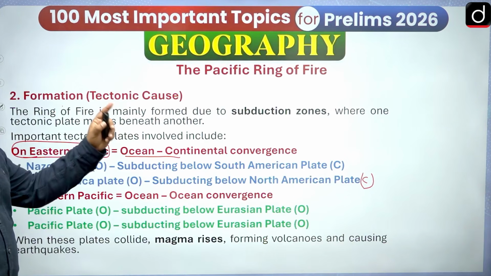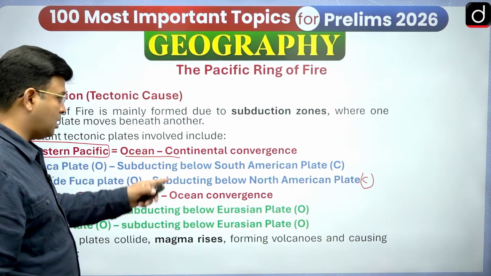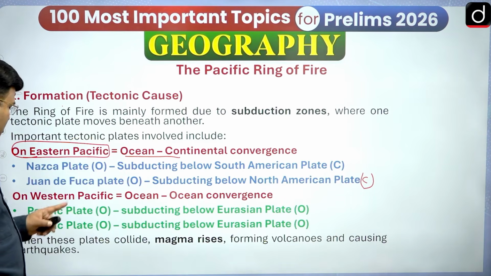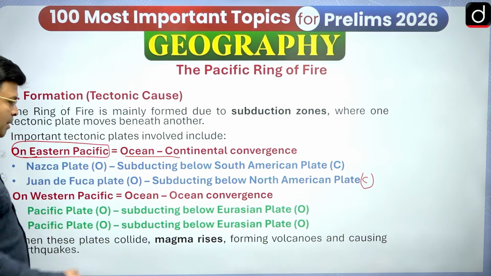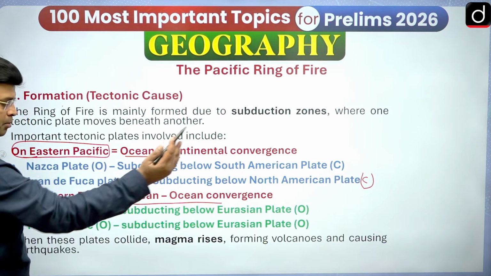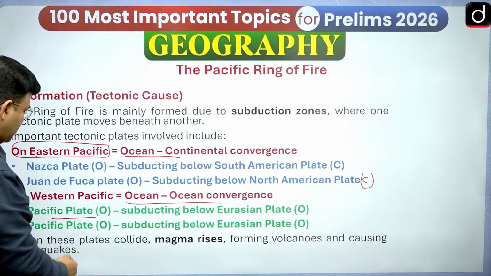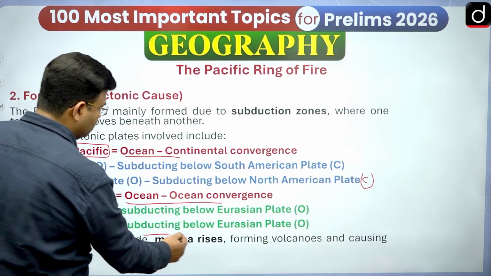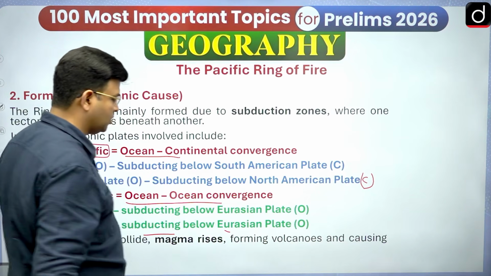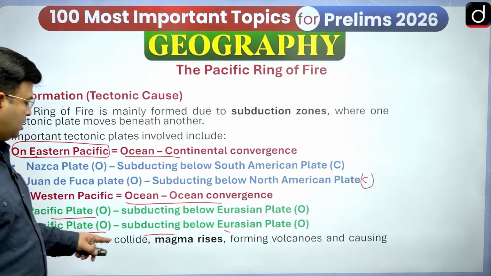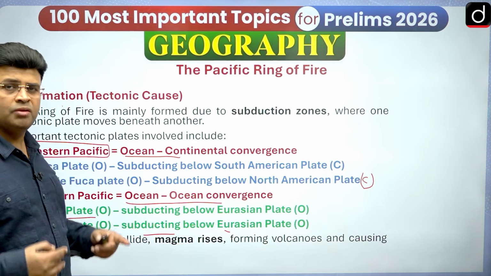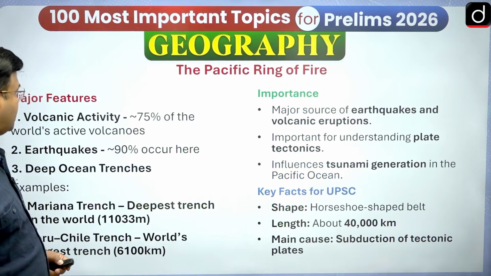This is on the eastern side, and there are volcanic eruptions, earthquakes, the formation of the Andes and the Rockies. On the western Pacific there is ocean-ocean convergence, where the Pacific oceanic plate is subducting below the Eurasian plate, and the Pacific plate is also subducting below the Indo-Australian plate. In this region, when the plates collide, magma rises, forming volcanoes and causing earthquakes and volcanic island arcs. So many things are happening.